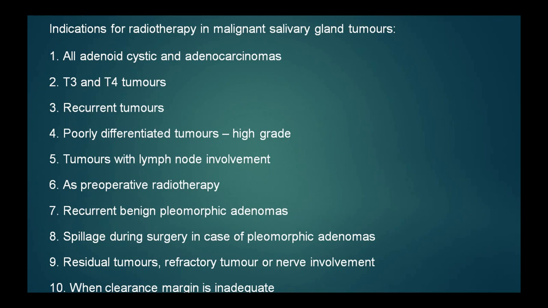Now coming to the indications of radiotherapy in malignant salivary gland tumors. All adenoid cystic carcinomas and adenocarcinomas, all T3 and T4 lesions, then recurrent tumors, then poorly differentiated, high grade tumors, tumors with lymph node involvement, and as preoperative radiotherapy for large tumors, then recurrent benign pleomorphic adenomas, then spillage occurring during surgery in case of pleomorphic adenoma, then residual tumors, refractory tumor or nerve involvement, when clearance margin is inadequate or margin is positive.